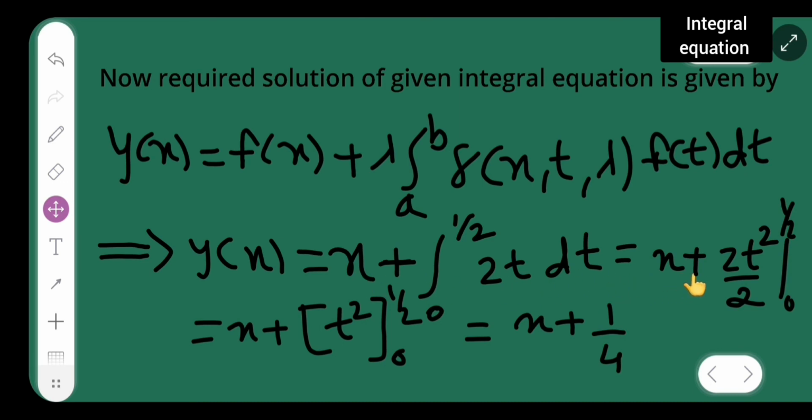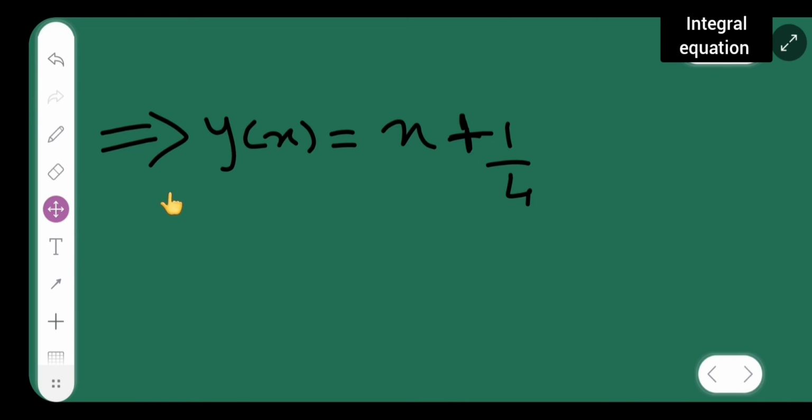X plus 2t the whole square upon 2. Now what will happen is my 2 will get cancelled, and what will remain is t square, and now I have to do upper limit minus the lower limit for this t. So x plus t square, upper limit minus the lower limit, if you do, what you are going to get is x plus, this is half, by doing upper limit minus the lower limit. So finally you all can write down: y of x is equal to x plus 1 upon 4.